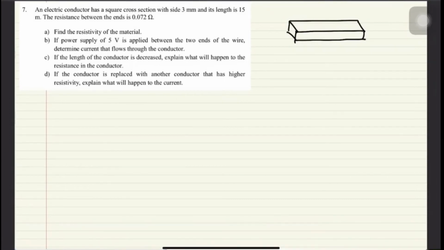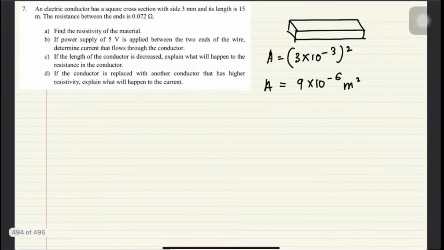So A dia sama dengan 3 times 10 negative 3 square. So area kamu should be 9 times 10 negative 6. And then the length 15 meters. So itu dia punya L. The resistance is your R, 0.072 ohm.